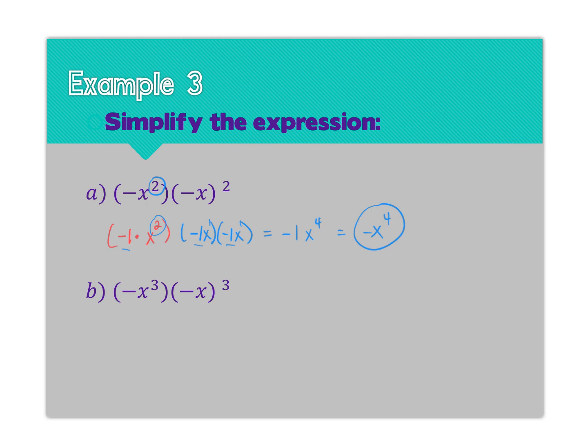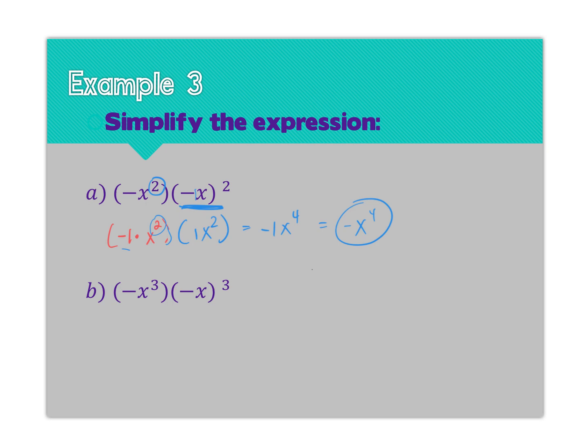Now, what I could have done is I could have taken this second term, and since I know it's negative x to the second power, I could have just simplified it. A negative times negative 1 is 1, and x to the second power is x squared. And I could have done it like that, and I still would have gotten negative 1 x to the fourth, but I feel like it would have looked a little easier if I had first simplified this one.